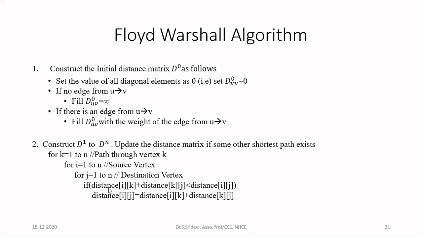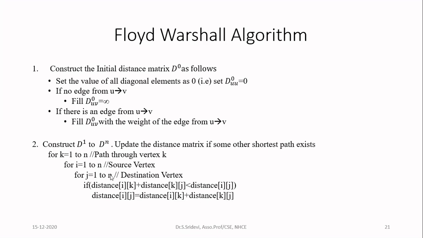I'm going to check now whether there is a shorter path available from the vertex i to the vertex j through the vertex k. So I am going to check whether distance ik plus distance kj is less than distance ij. If this condition is true, it means that currently you have a shorter path through the vertex k. So what you have to do now is update the distance dij with the addition of these two values. So I am going to write distance ij equals distance ik plus distance kj.